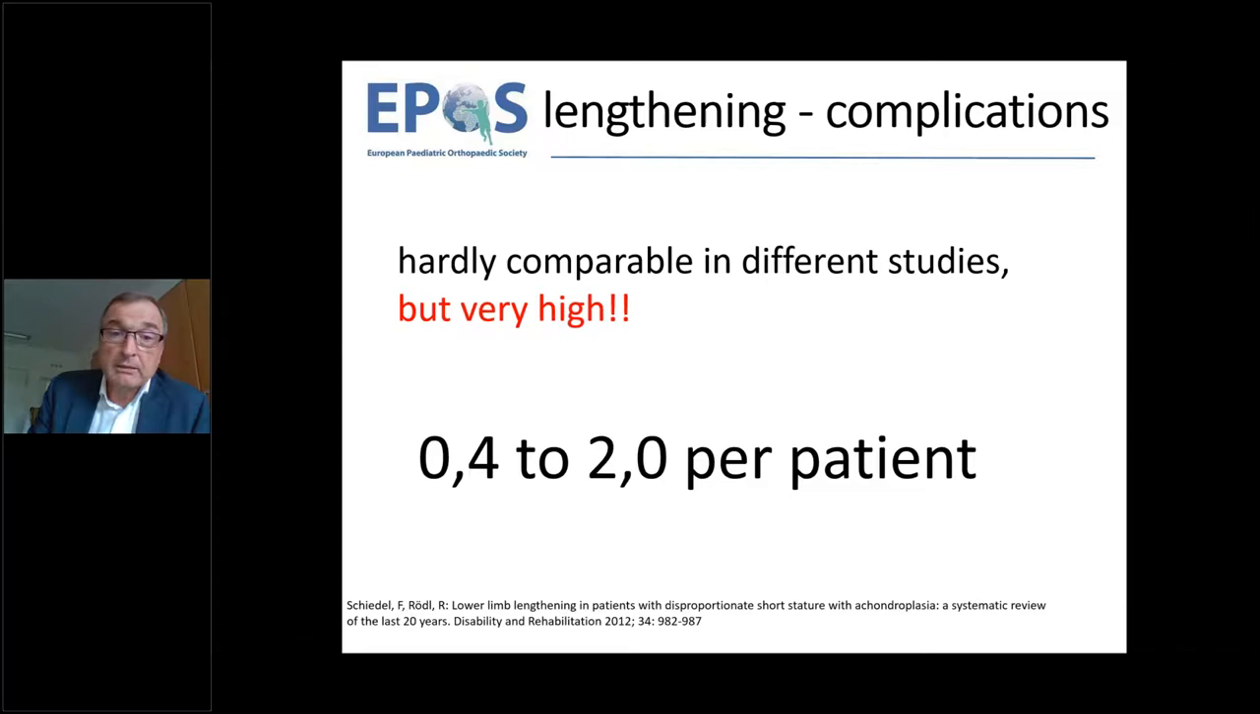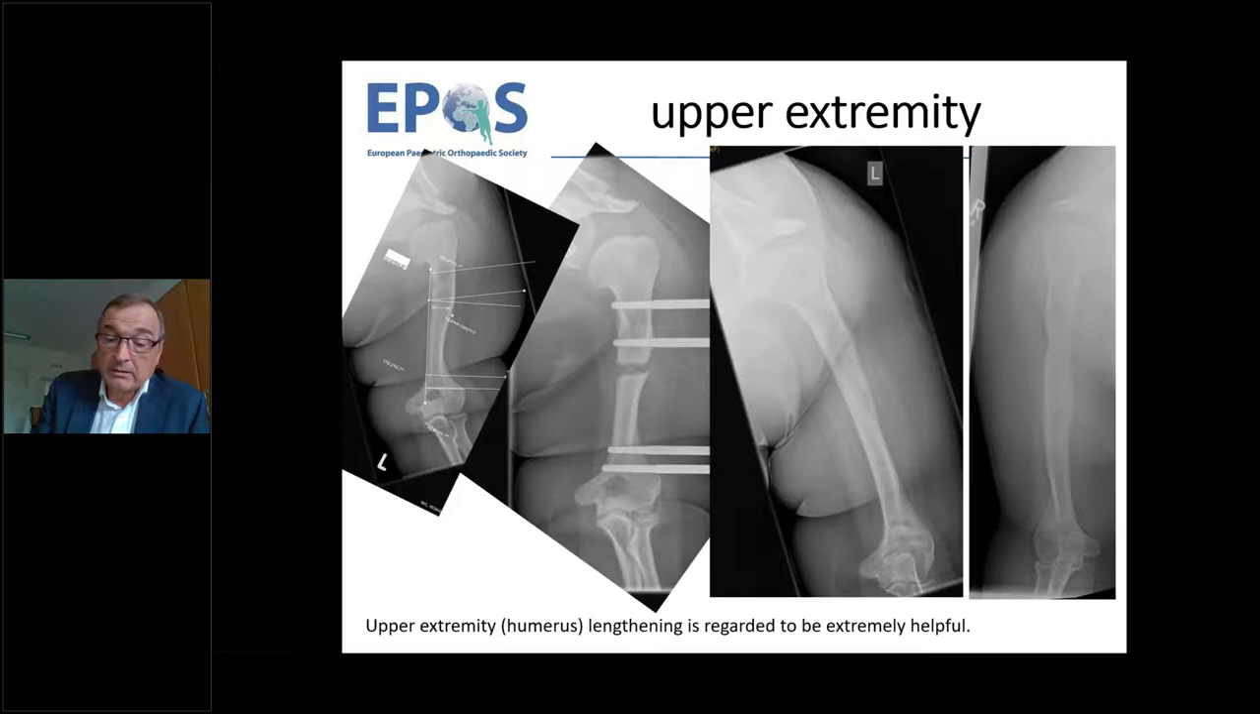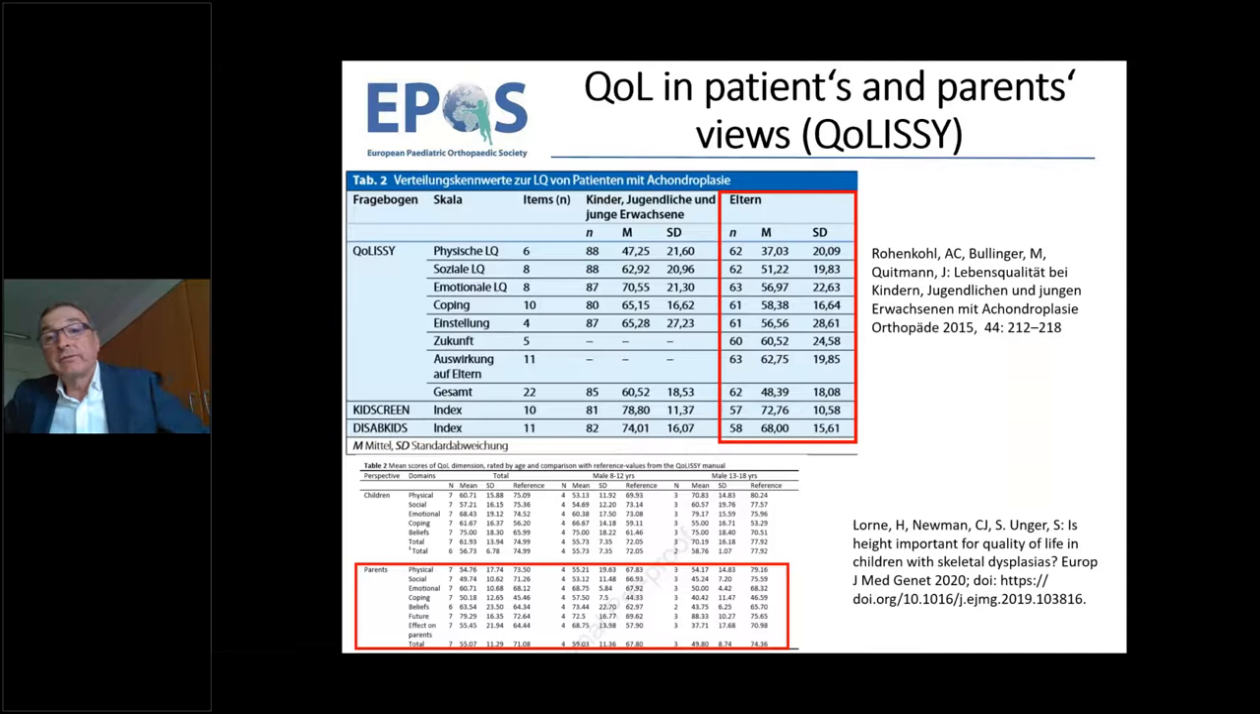We've heard about the usefulness of upper extremity lengthening, and the patients I know find this lengthening, the gain of 8 centimeters of upper limb length, extremely helpful. But when we compare the assessment of quality of life between the patient and their parents, we get quite interesting ratings, because the parents always rate lower.